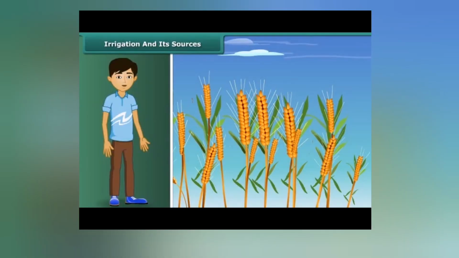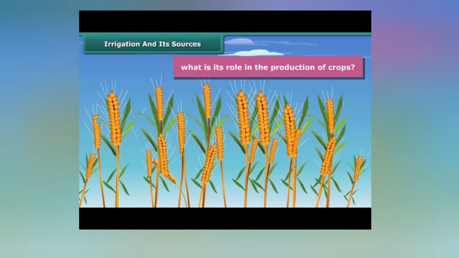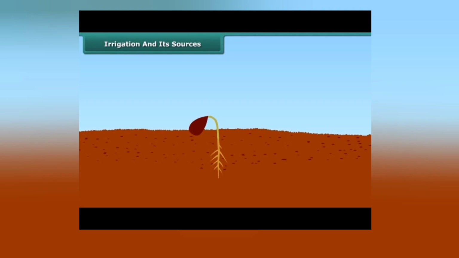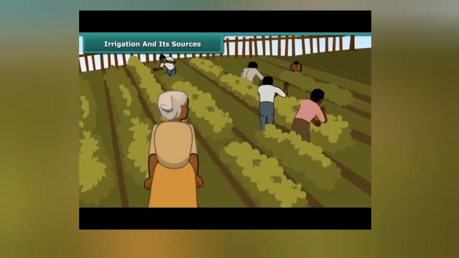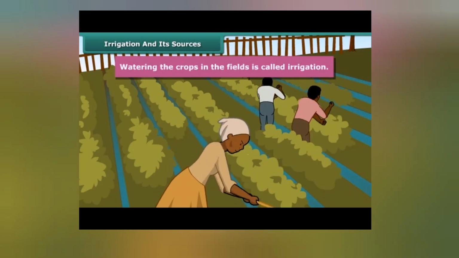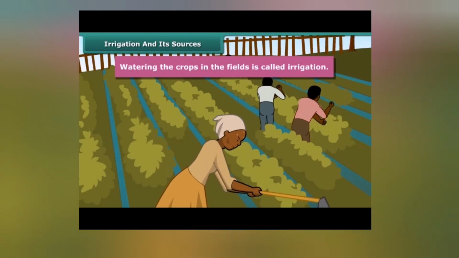As we all know, water is very essential for all living beings, but what is its role in the production of crops? Actually, water is essential for crops because germination of seeds cannot take place under dry conditions. Water is absorbed by the plant roots, and along with it, minerals and fertilizers are also absorbed. Hence, watering the crops in the fields is called irrigation.